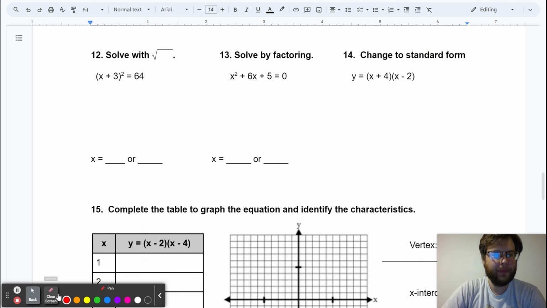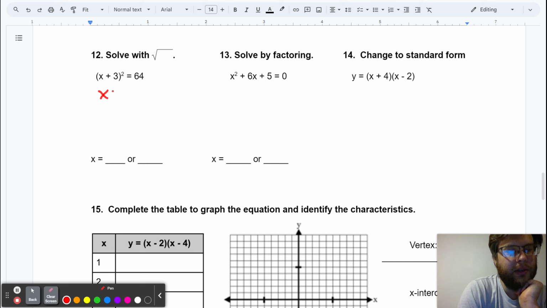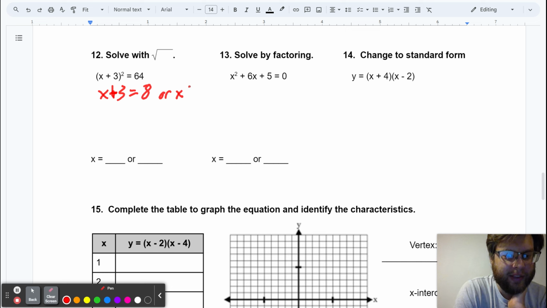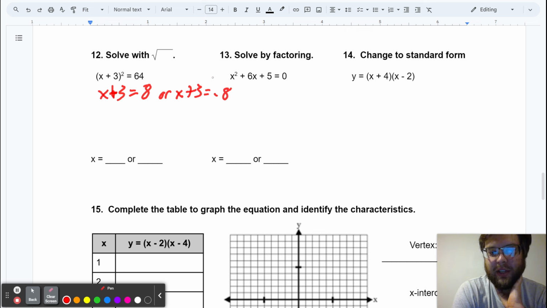Almost there. On number 12, it gives us a hint. Solve with the square root. So I square root. If I square root the left side, it gets rid of the squared part. If I square root 64, I actually get 2 possibilities. I get either 8 or I get negative 8. Remember that negative numbers square to equal positive numbers. A negative times a negative is a positive.